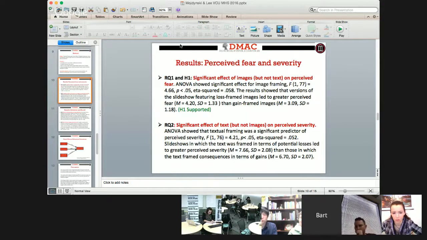However, when we go on to the second research question, looking at the dependent measure of perceived severity, we found the opposite effect. Changing the text of the slide to describe negative consequences as opposed to positive consequences is what affected people's perceptions of the severity of the consequences. When framed in a negative light, people thought the consequences were more severe, although both were high; you can see the means there, about 7.66 versus 6.70. There was no significant effect of image framing on perceived severity. So images affected the fear pathway, and text affected the severity pathway.